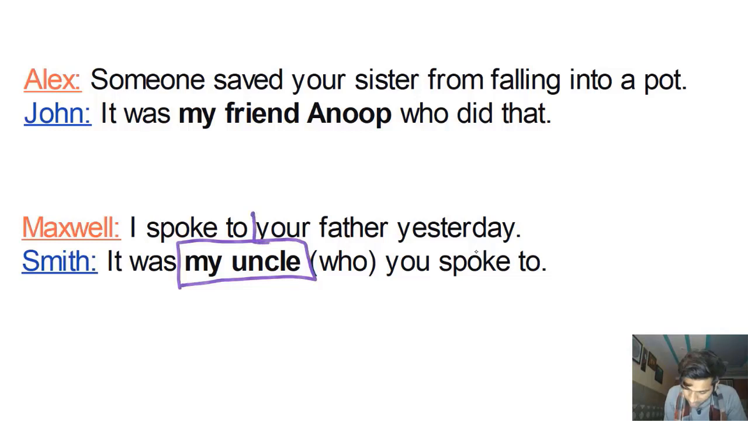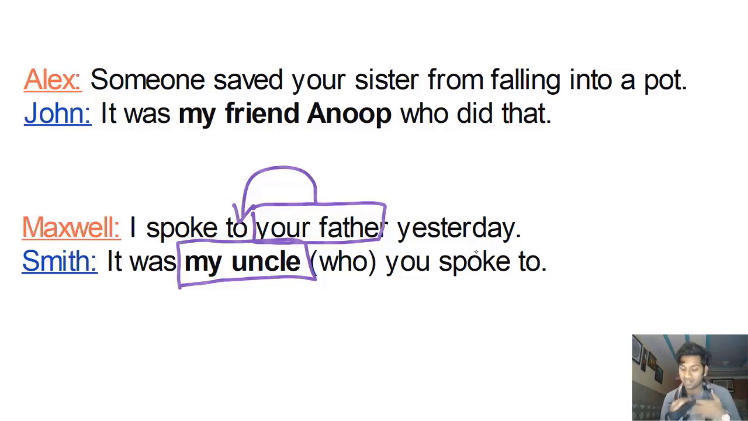So your father is the object of the preposition to, right? So I'm focusing on the object of the preposition. It was not my father you spoke to yesterday. It was my uncle. In a normal sentence, I would say, you spoke to my uncle, not my father. But I want to focus on the part that I'm correcting, right? It was my uncle you spoke to.